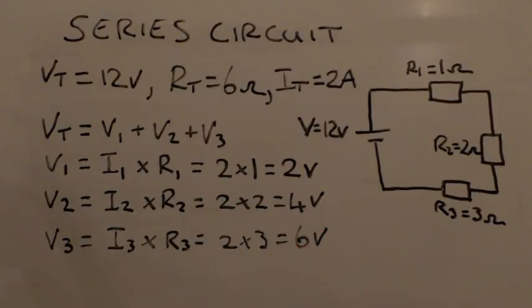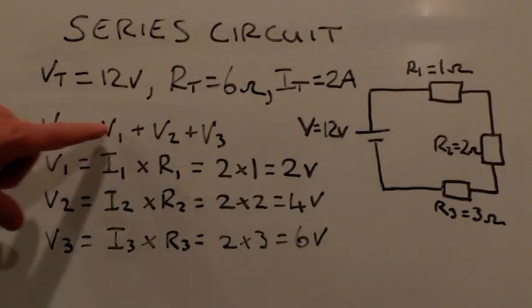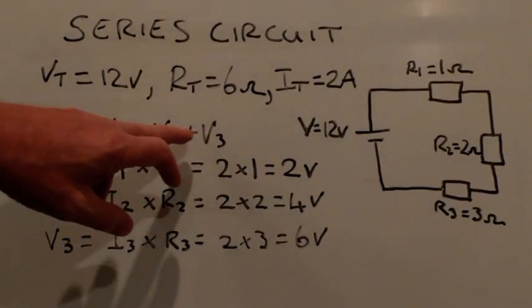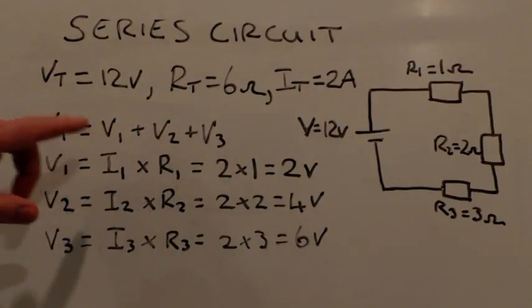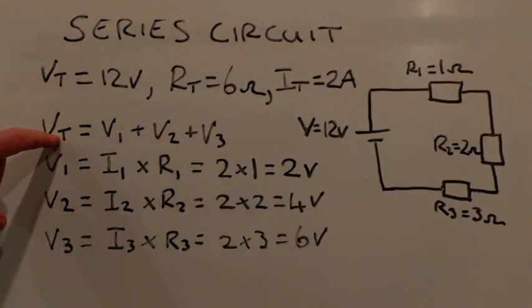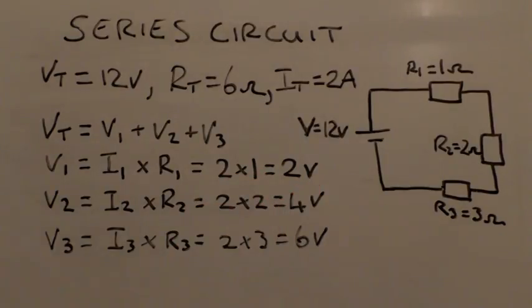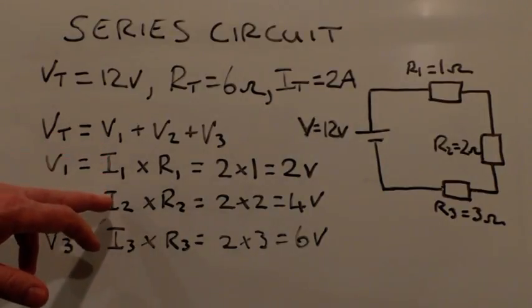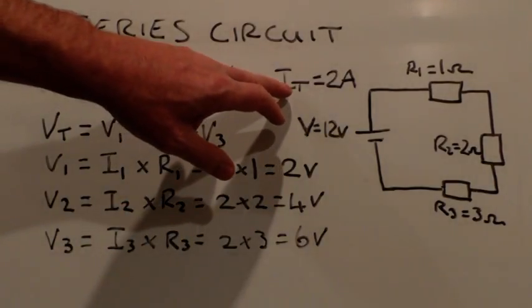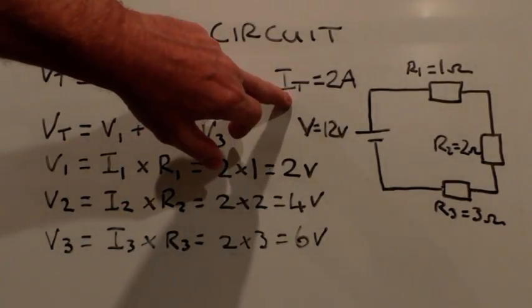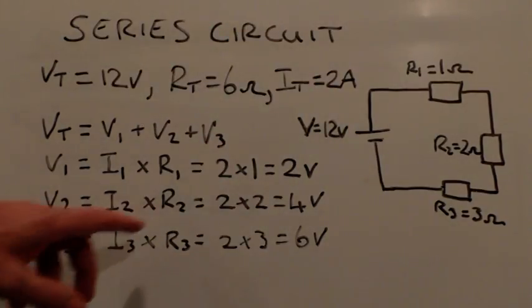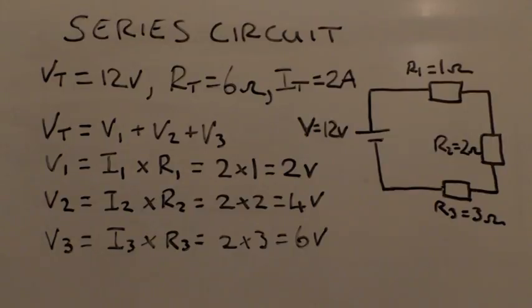So if we refer back to our Kirchhoff's voltage rule, all the voltage drops across the resistors, if we sum them up, that should equal the voltage at the source. So we have 6 volts plus 4 equals 10 plus 2 equals 12. So that is correct. Just a note, looking at I1, I2 and I3, remember that they are the current flowing in the series circuit, which is 2 amps in every one, because the current is constant in a series circuit.